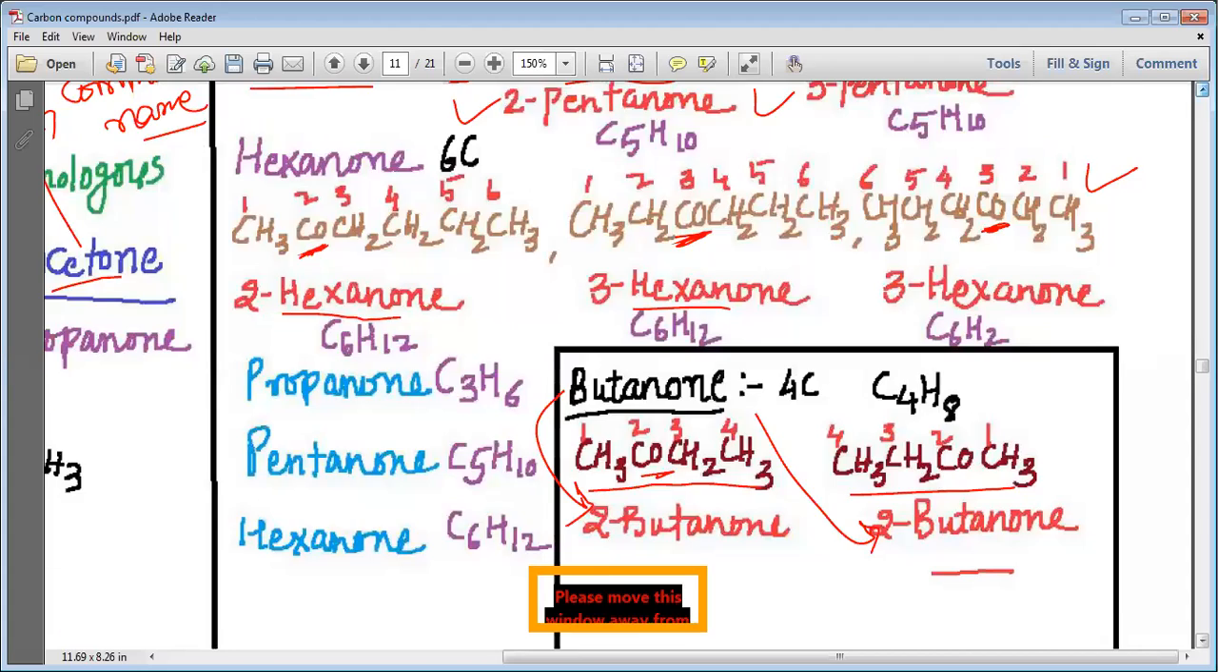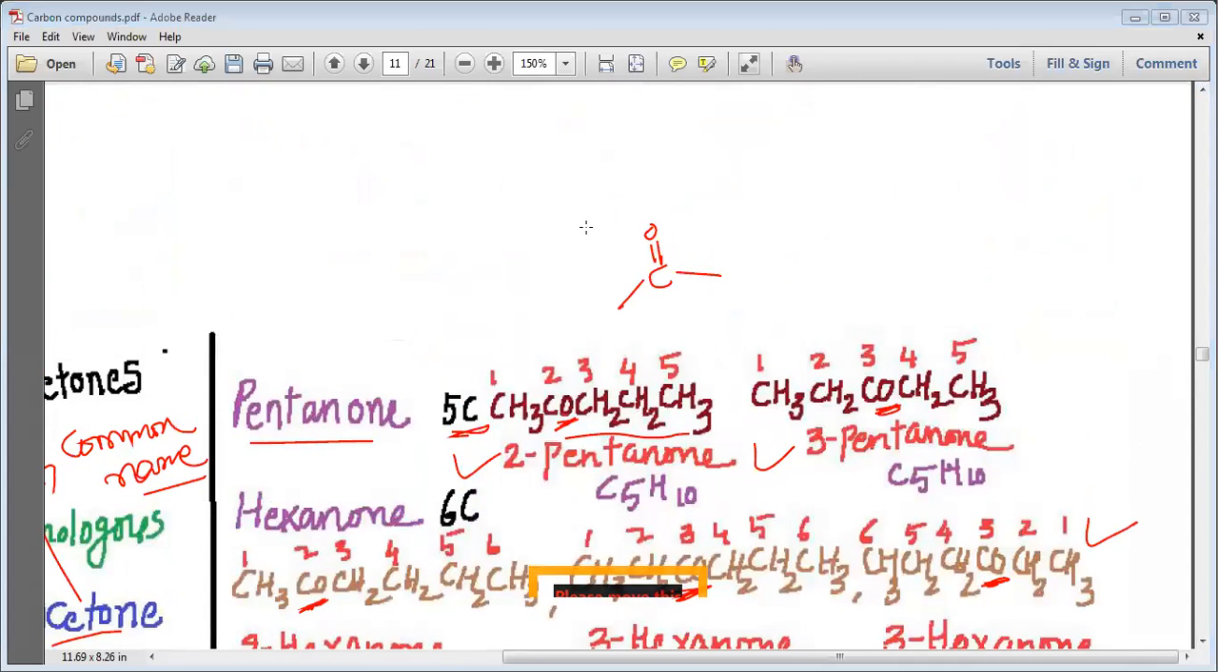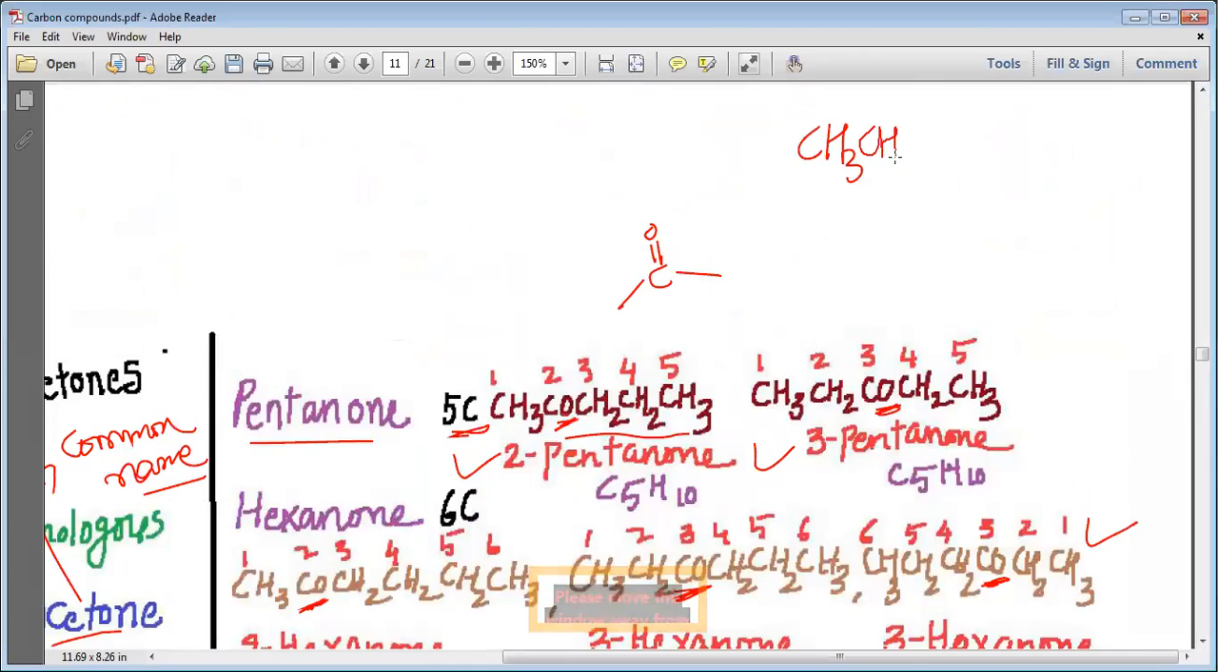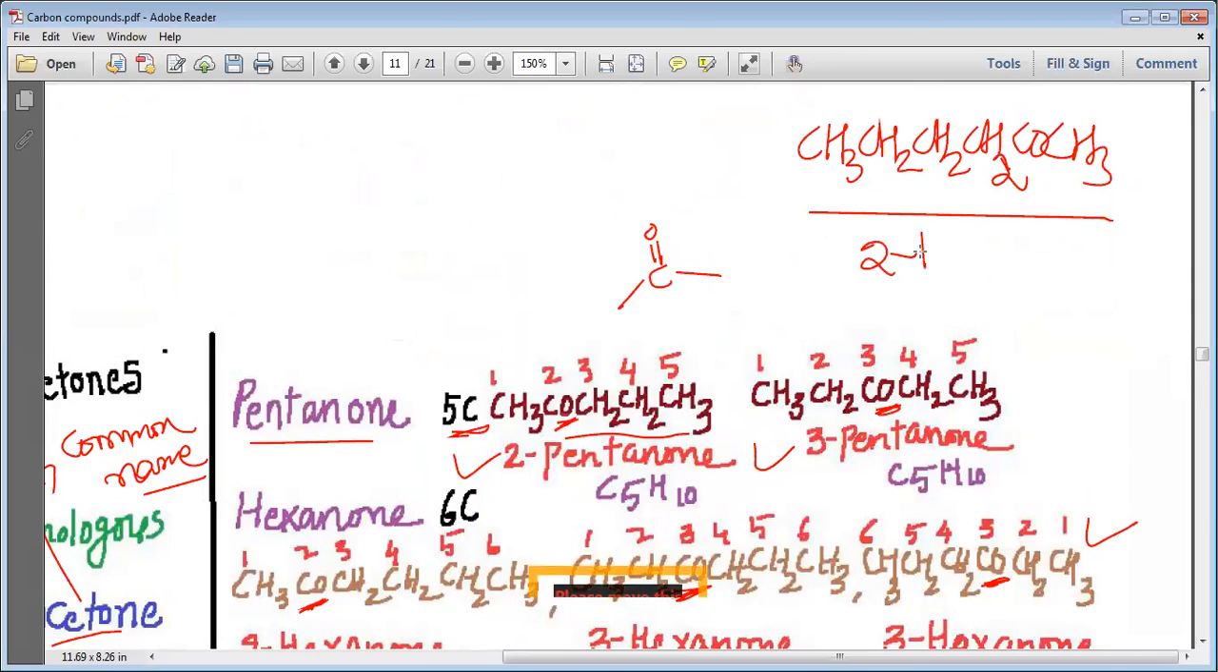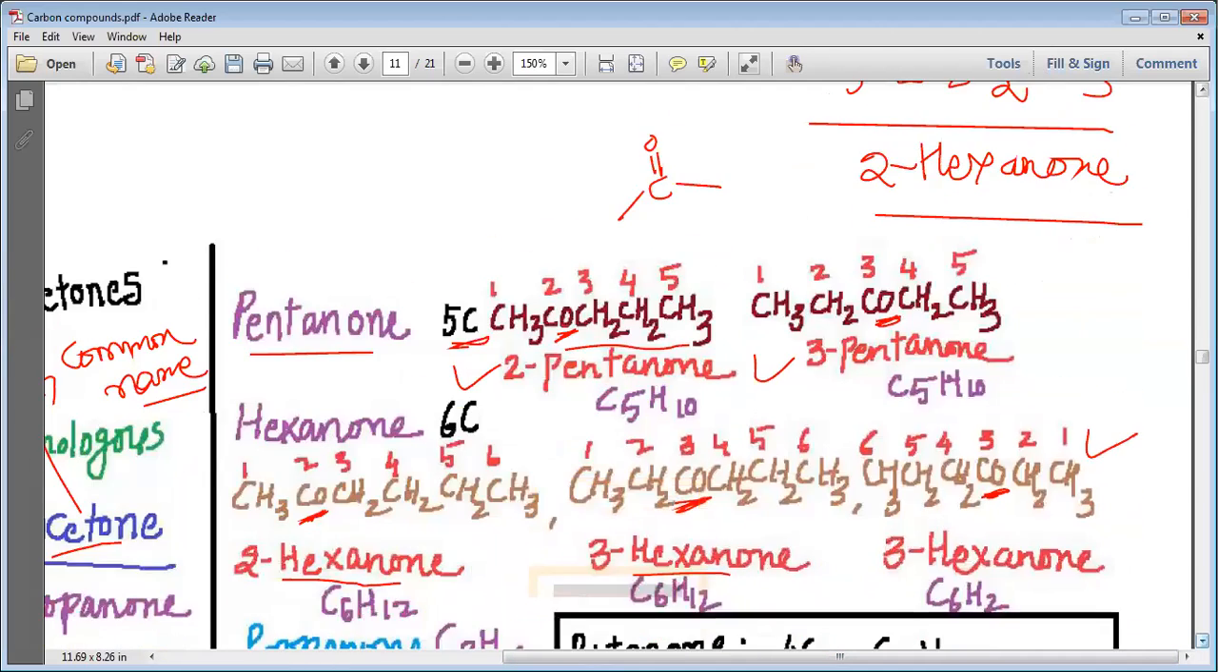Even if you write the hexanone in this manner, my dear students, you can see on your screen that if you write CH3, CH2, CH2, CH2, CO, and CH3, this is also going to be your 2-hexanone, because from left side you can say it is on the fourth position, but from right side it is on the second position, and whatever the lowest position it is found, that is what we take for naming, and that is why it is 2-hexanone.